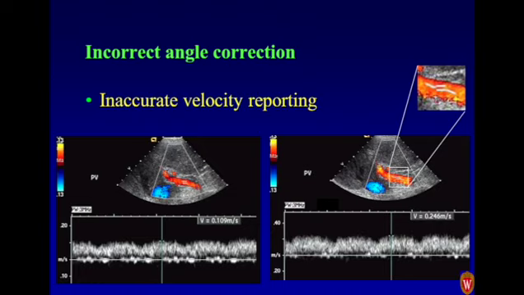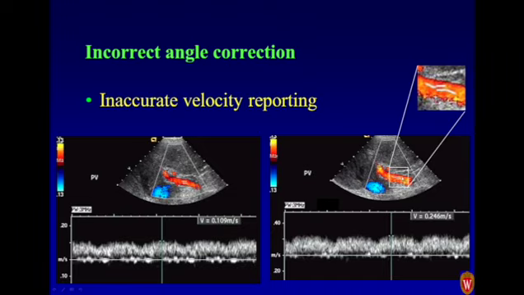So here's a portal vein tracing, and if you look at the one on the left, if you look closely, you realize nobody angle corrected here. And the velocity, as measured by putting your sample volume here at the cursor at the highest point, measures roughly 0.11 meters per second.